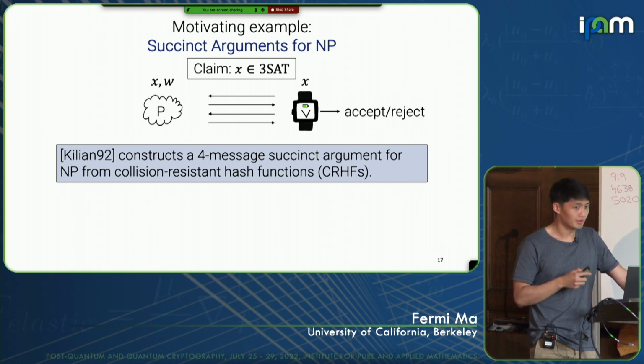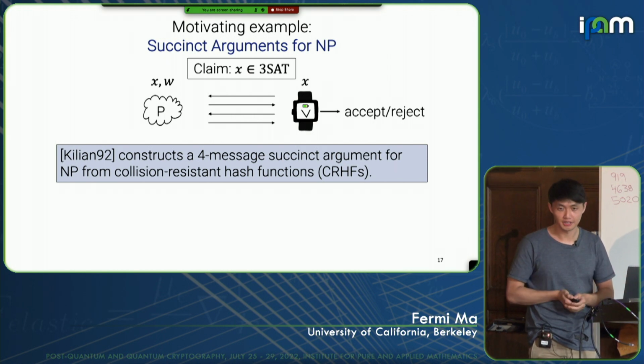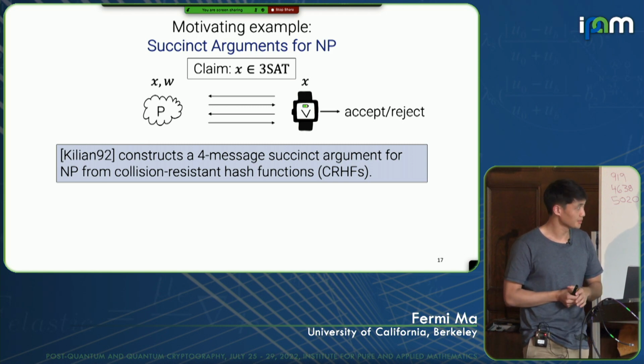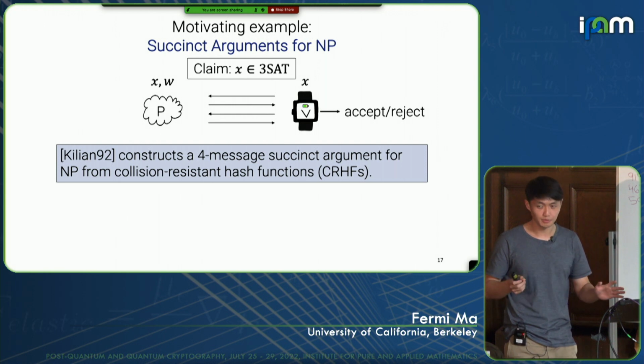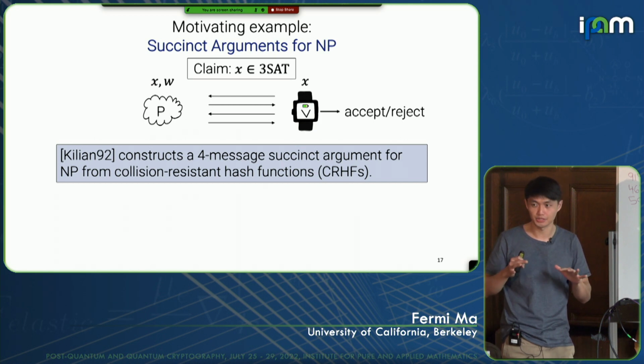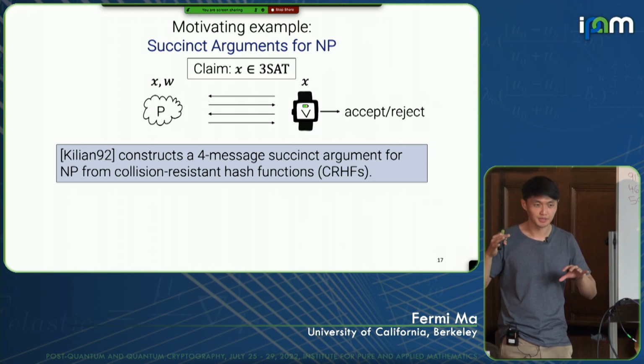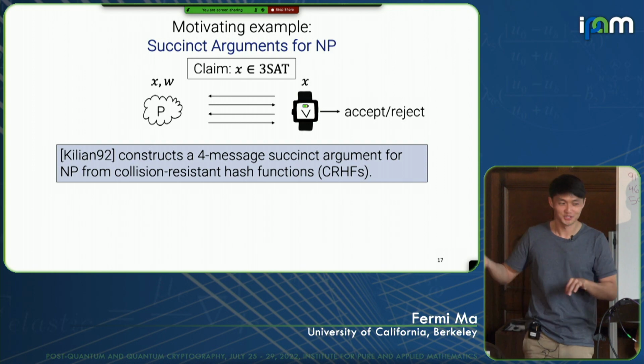Okay, so the canonical construction of succinct arguments is due to Killian from 1992. So Killian showed that there is a 4-message succinct argument protocol for any NP language, assuming just the existence of collision-resistant hash functions. So this is a relatively mild cryptographic assumption, a little stronger than one-way functions, but there are much, much stronger assumptions out there that we make.